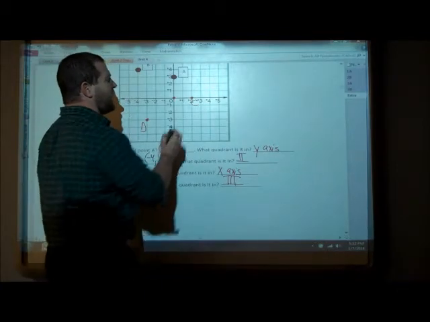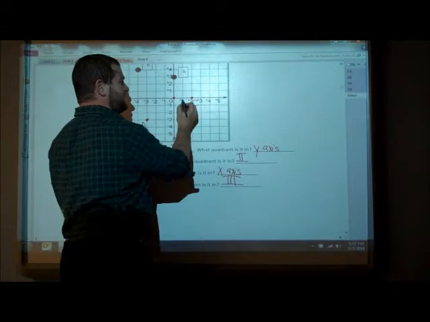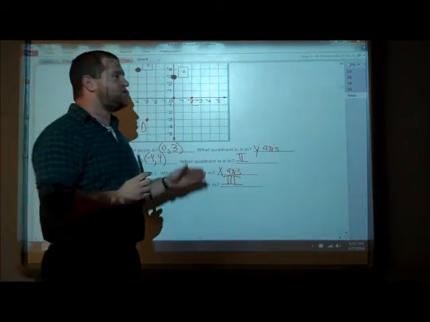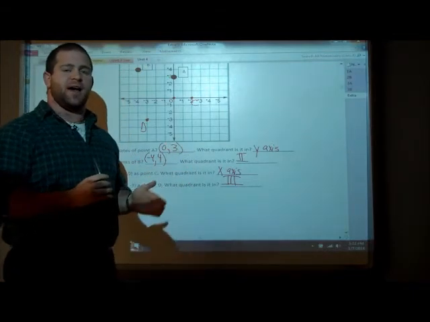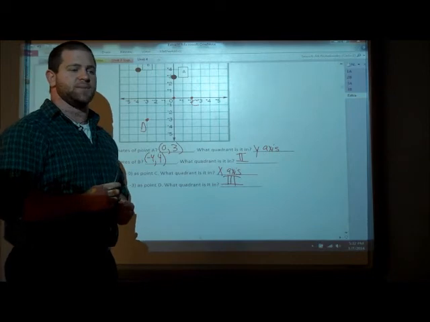And sometimes you might see a graph that goes 2, 4, 6, 8, 10, or even 10, 20, 30, 40, 50. And so as you start working on different graphs of different kinds, you need to make sure that you're thinking about scale, because scale is going to come up super important later.